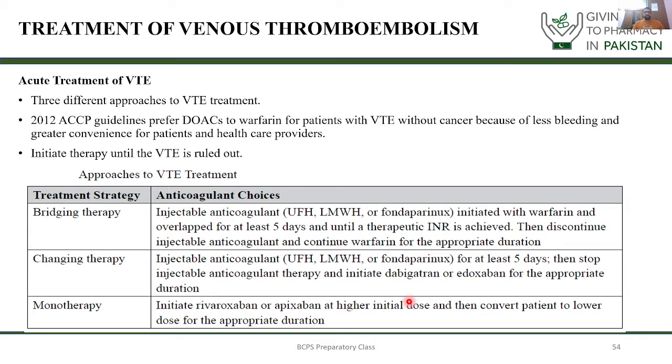Next is the treatment strategy. There are three different treatment strategies for these patients. First is the bridging therapy. In bridging therapy, we start the injectable anticoagulant and warfarin together, and after 5 days, when the INR is within the therapeutic range, we stop the injectable anticoagulant and continue with warfarin. In switching therapy, we start with the injectable, and after 5 days we discontinue the injectable and start with dabigatran or edoxaban. In monotherapy, we initiate with rivaroxaban or apixaban at higher doses, and then gradually decrease the dose. So in monotherapy, we use a single drug, start with a higher dose, and gradually decrease the dose.